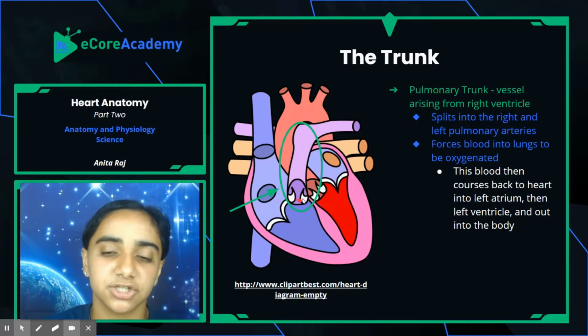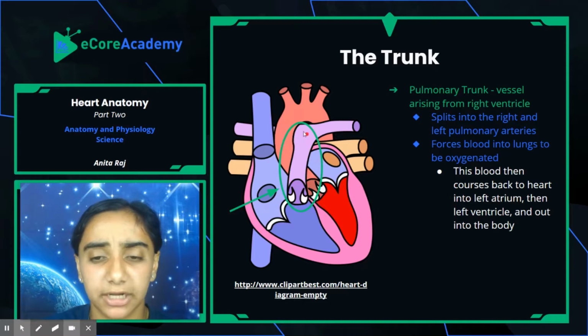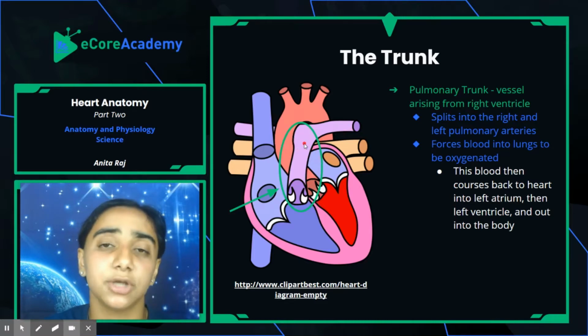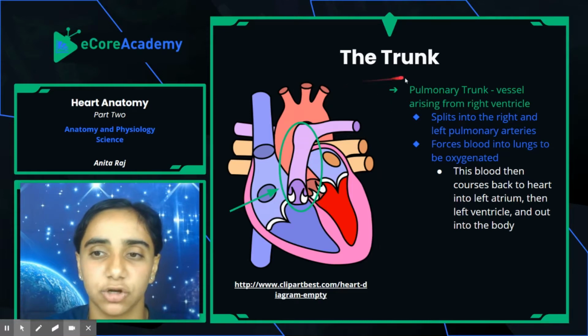So again, the trunk is just another very large structure that is underneath the aorta. It is responsible for getting your blood to your left and right pulmonary arteries and to the lungs. So that's what the trunk is. If you hear someone talk about the pulmonary trunk, this is what they're referring to.